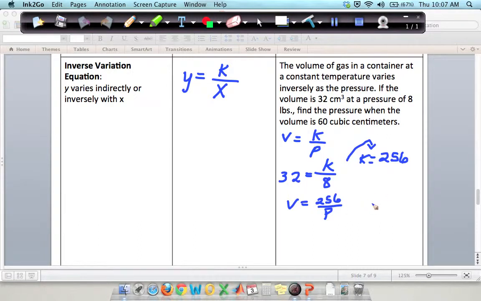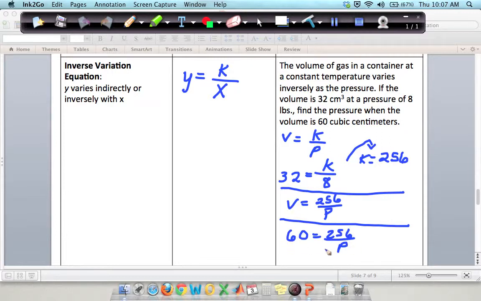Okay, so this is all similar to what we've done before. First we find K, then we write our equation. Now this one has an extra step. It says find the pressure, so find P, when the volume is 60 cubic centimeters. So we have an extra step. We actually know our volume is 60. We know 256, and we're trying to find P.